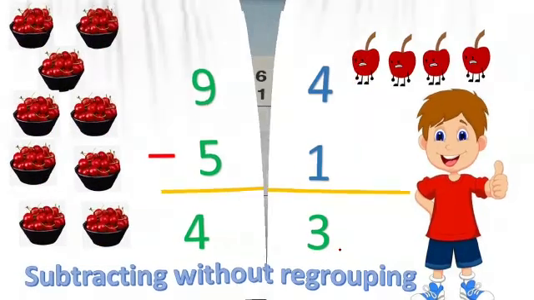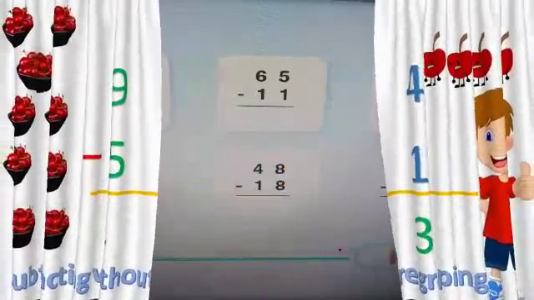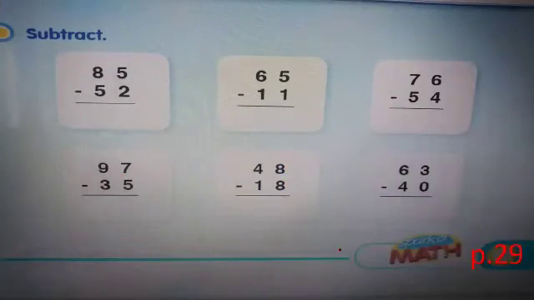Now let's move to another kind of subtracting. We are going to subtract some exercises, then we move to another kind. Here we have number 1. Let's do it together. First, we subtract the ones. Then we subtract the tens. 5 minus 2 equals, great, 3. 8 minus 5 equals 3. Excellent.